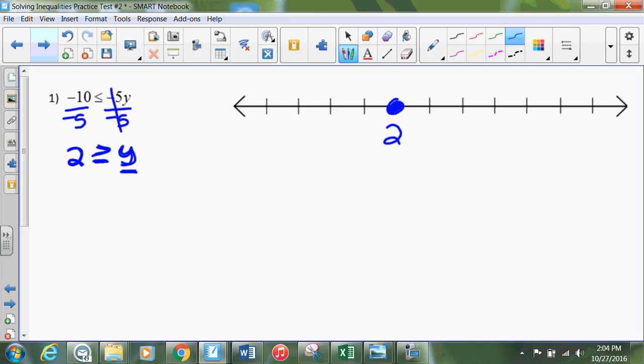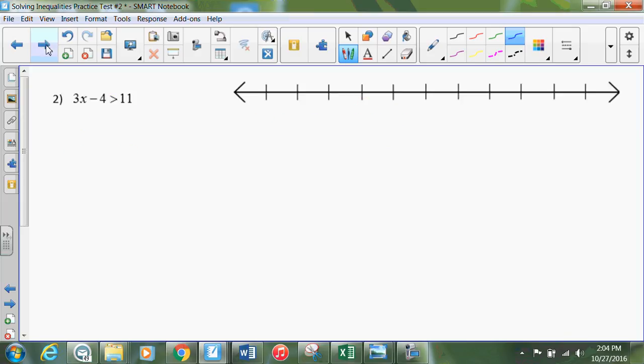So let's think about the numbers that are less than 2. The numbers that are less than 2 are on this side of the number line. And once again, the reason why we fill this in is because the solution to this problem can be equal to the number 2, or it's going to be any of these numbers that are less than 2.